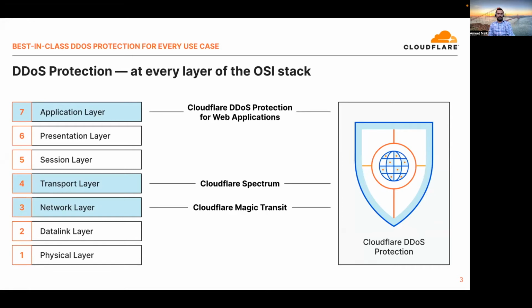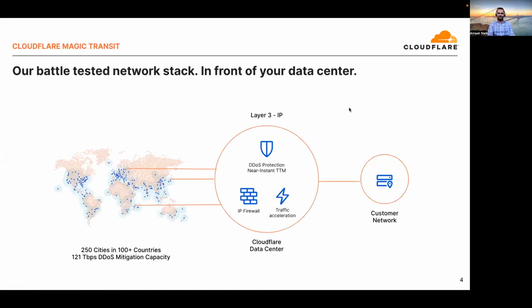We also offer protection products at layer 4 and layer 3 using Cloudflare Spectrum and Cloudflare Magic Transit, which is what we're going to talk about today. In a nutshell, Cloudflare Magic Transit puts our battle-tested network in front of your network, sitting between the internet and your network. As a result, we're able to apply near instant DDoS protection, stop malicious traffic before it comes anywhere close to your network, give you additional IP firewall controls, and even improve your network performance.